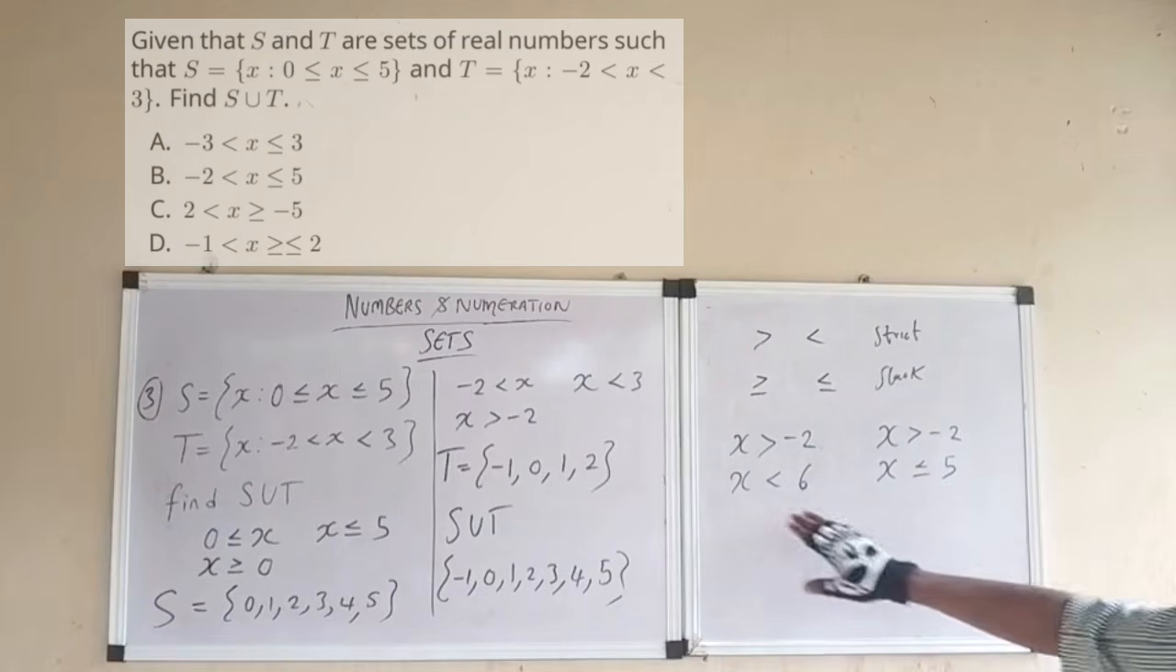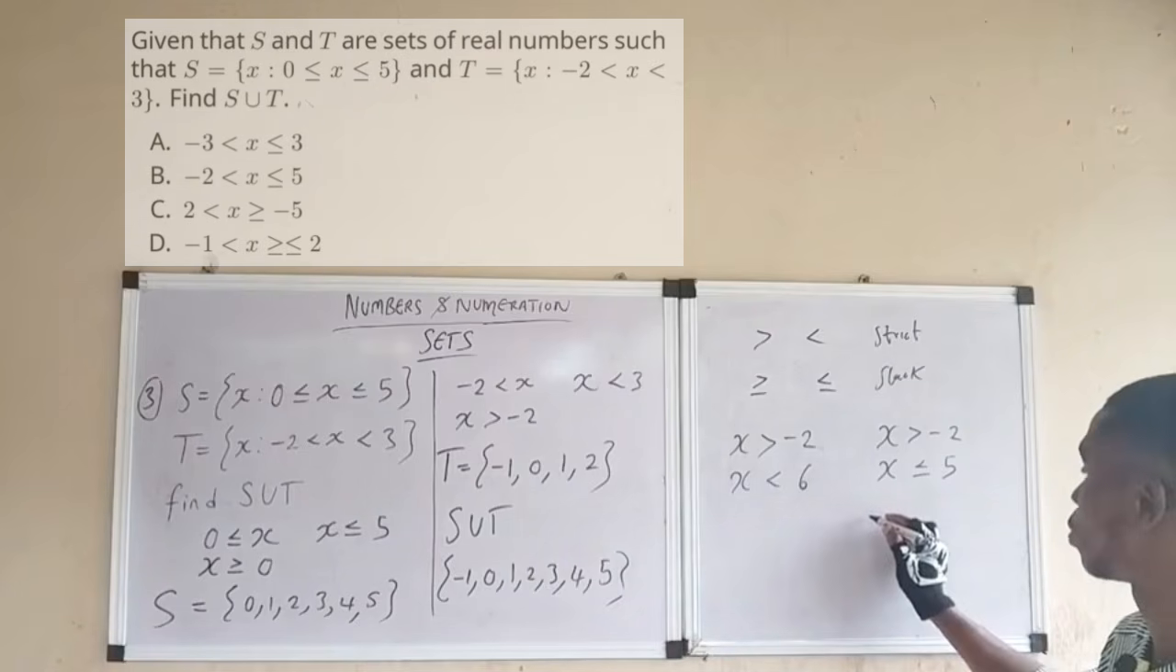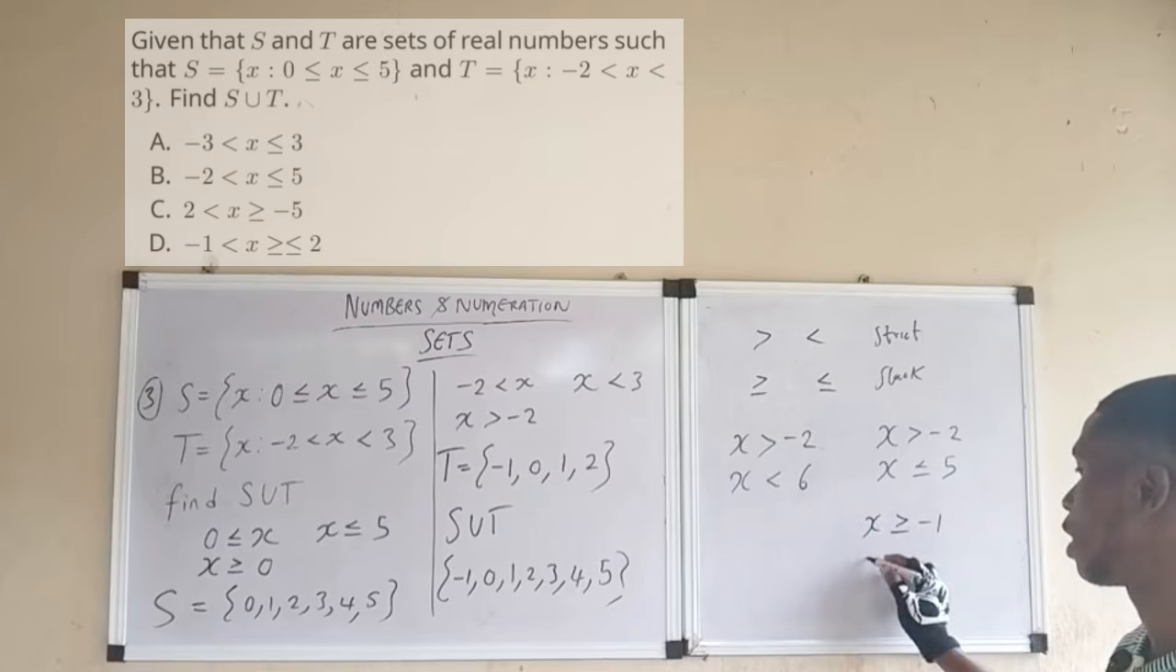This is one compound inequality, here is another one. So which other one again do we have? You can represent it as what? X is greater than or equal to -1, and x is what?